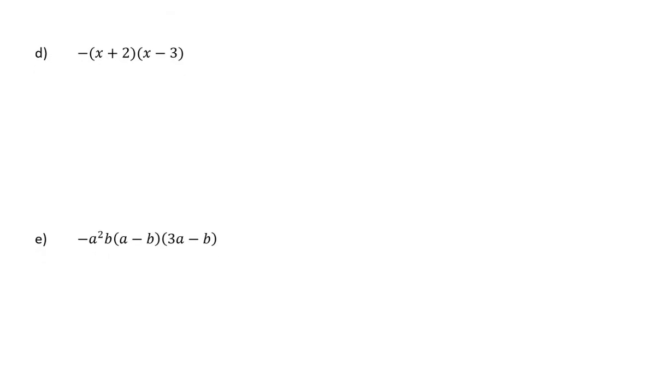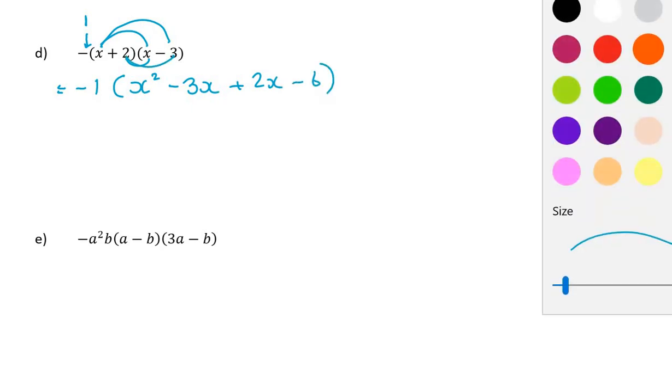Okay, D is a very similar concept. The only reason I put it in here is some people get confused by this negative. Don't forget that that's technically an invisible negative 1. So you can even write the 1 in if you want to. Now I'm going to distribute, remember, binomial times binomial first, minus 3x plus 2x, multiply, so it's a minus 6. Don't forget that you're not adding, you're multiplying.